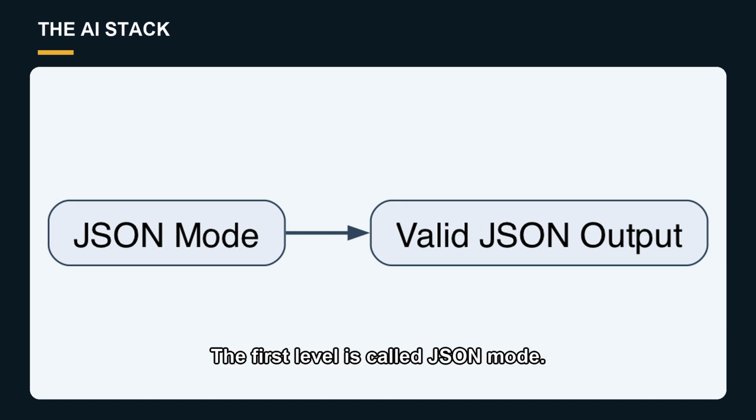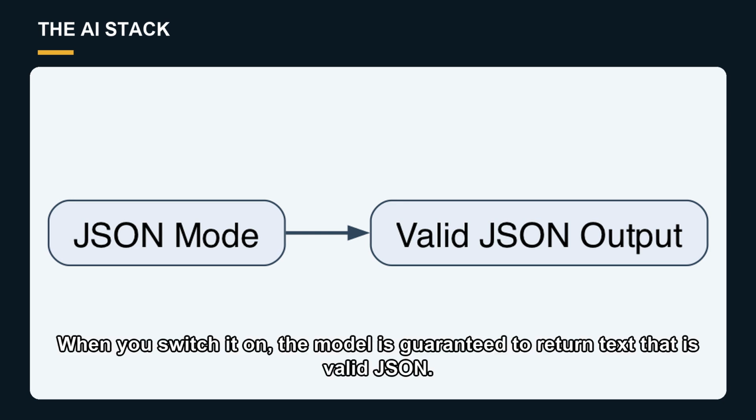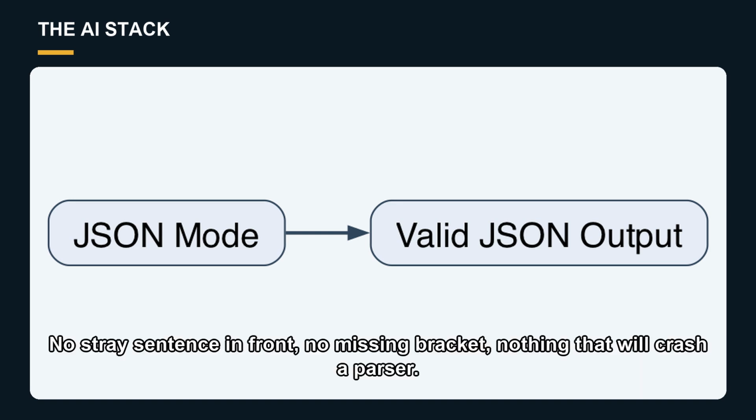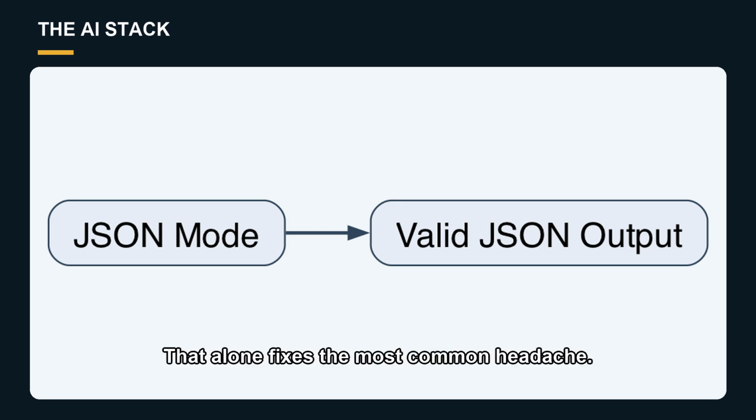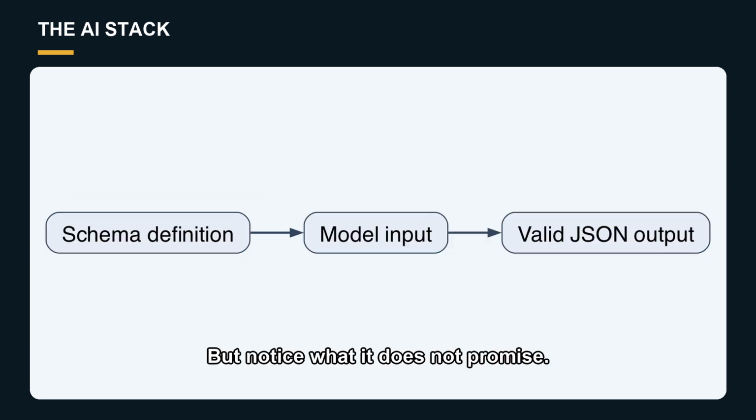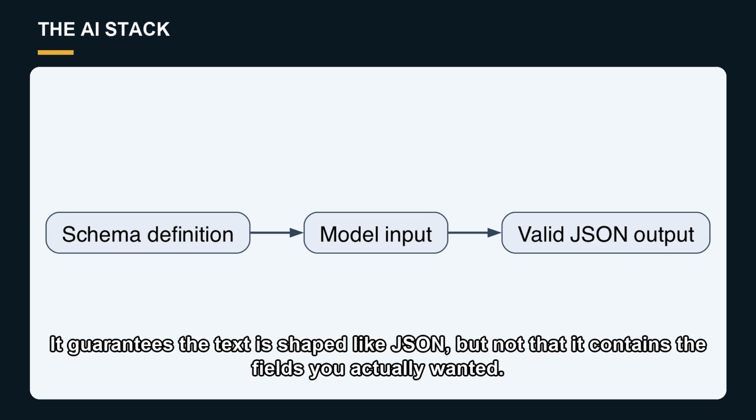The first level is called JSON mode. When you switch it on, the model is guaranteed to return text that is valid JSON. No stray sentence in front, no missing bracket, nothing that will crash a parser. That alone fixes the most common headache. But notice what it does not promise. It guarantees the text is shaped like JSON, but not that it contains the fields you actually wanted.